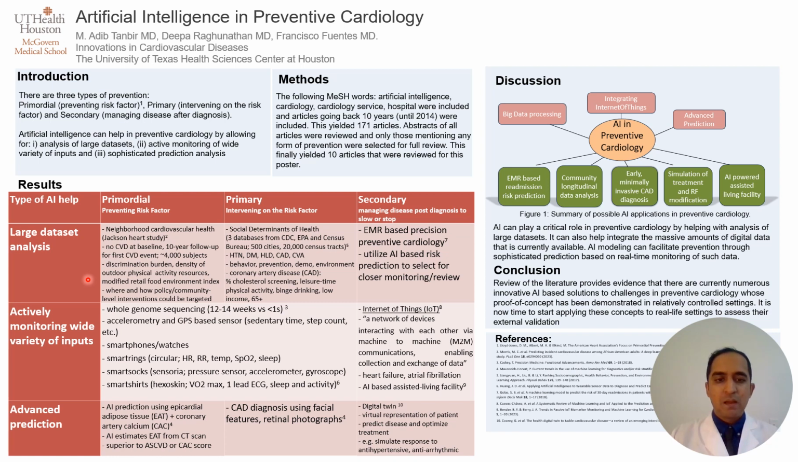Results of this study would be useful in determining where and how policy and community level interventions could best be targeted. For our primary prevention example, we'll scale up the capacities of our AI's large dataset analysis by looking at a study that investigated social determinants of health by combining three massive databases from the CDC, the EPA, and the Census Bureau. This resulted in a dataset consisting of over 20,000 census tracts in over 500 cities.